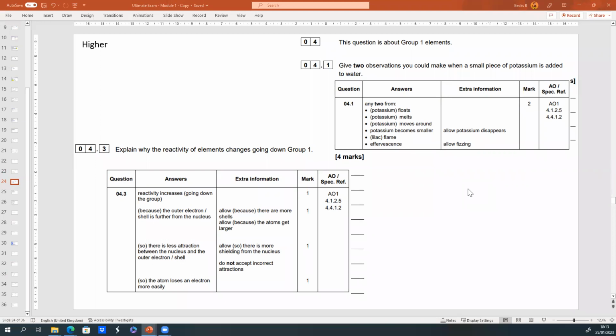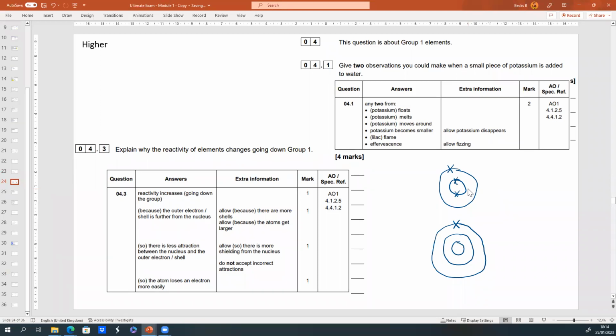Right, so let's talk about this one to explain why the reactivity changes as we go down. So if we think about lithium, we've got 2 shells of electrons and 1 in the outside shell. When we move down to potassium, I'm not going to draw all the electrons, but we're now in that 3rd shell and that 1 electron in the outside shell.